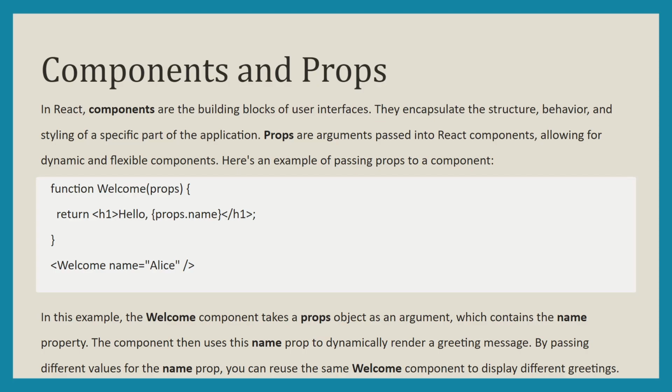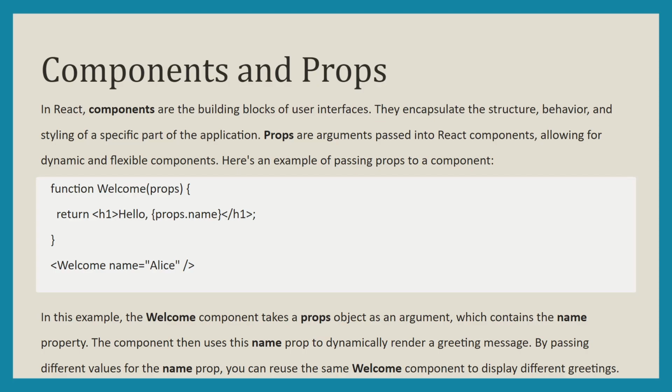So next we'll talk about components and props. In React, components are the building blocks of the user interface. They encapsulate the structure, behavior, and styling of a specific part of the application. Props are arguments passed into React components, allowing for dynamic and flexible components. So here's an example of passing props to a component: function Welcome props, return hello props.name, Welcome name Alice.